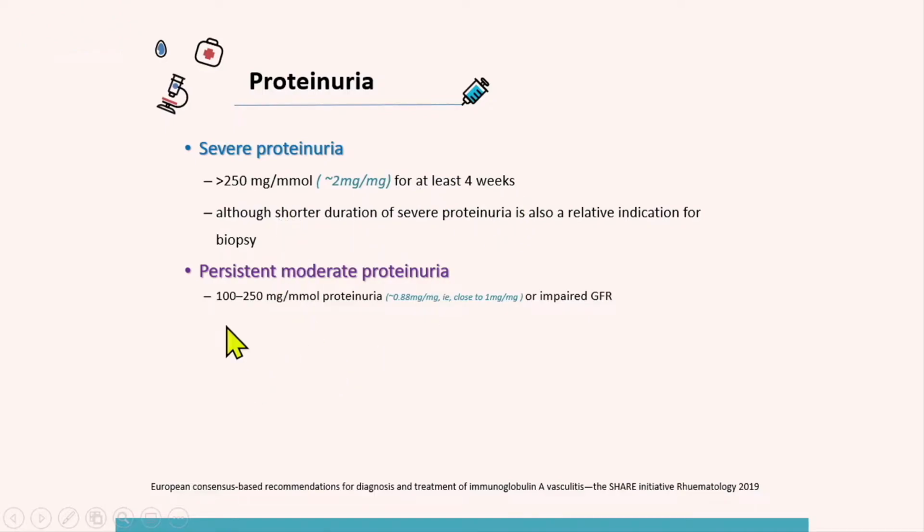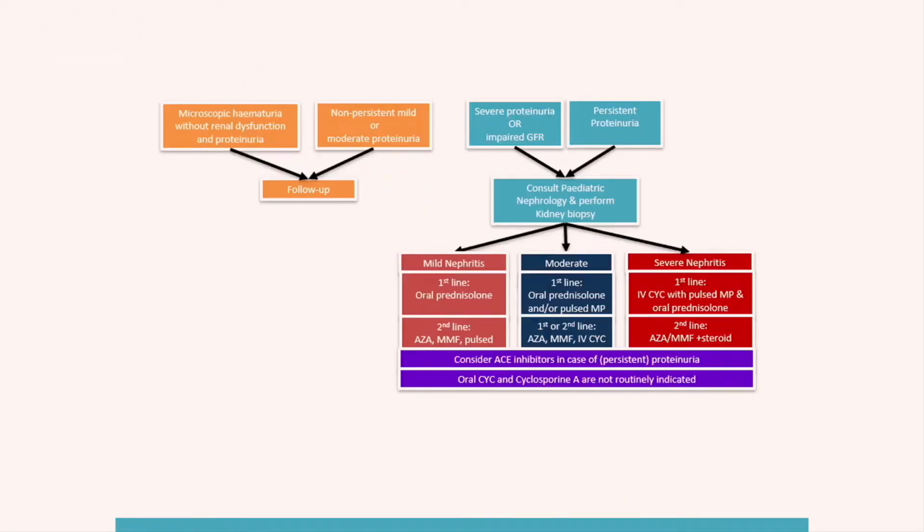Persistent moderate proteinuria will be around more than 0.88 milligram per milligram, which is, I would say, close to 1 milligram per milligram by our standard, or impaired GFR. So why do I highlight these two categories? Because if the patient has either severe proteinuria, impaired GFR, or persistent proteinuria, a pediatric nephrology team should be consulted and perform a kidney biopsy.